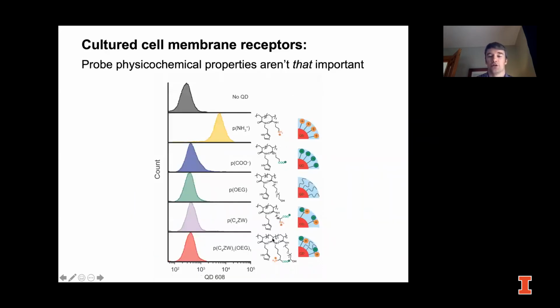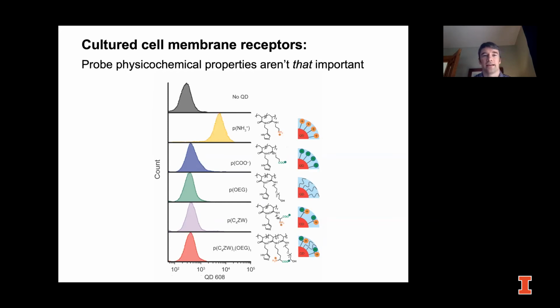Some of these are neutral in charge, such as this one that's called POEG, that's oligoethylene glycol. Other ones have charges. So this one that's PNH3+, that's an amine polymer. The one that's shown below that is a carboxylic acid polymer. So one is positively charged, one is negatively charged. Then we have these mixtures at the bottom. This C4ZW, this is a zwitterion. It has a balance of both negative and positive charges. And then the one below that is a combination of this uncharged OEG together with the zwitterion.